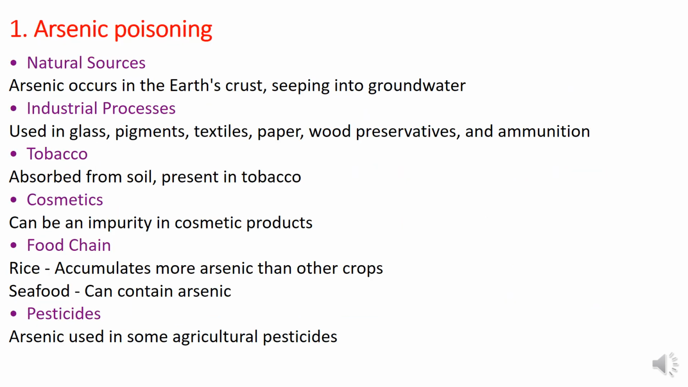From here onwards, we are going to discuss heavy metals one by one. First of all, arsenic poisoning. We can see arsenic all over the Earth's crust, and we can also notice seepage of arsenic into groundwater. Industrial processes also release arsenic. The tobacco plant can absorb such arsenic from the soil. So you can understand that in smokers, there could be arsenic poisoning.